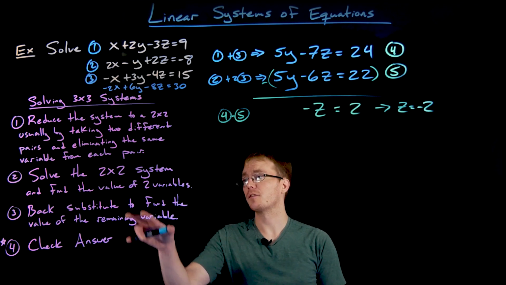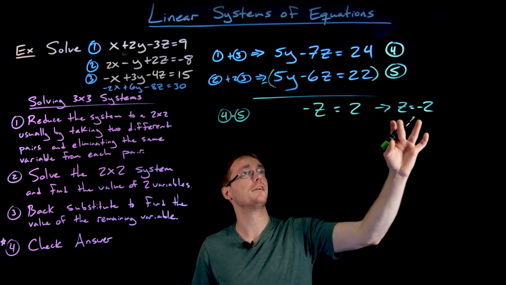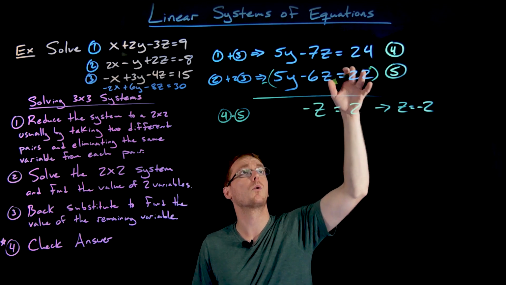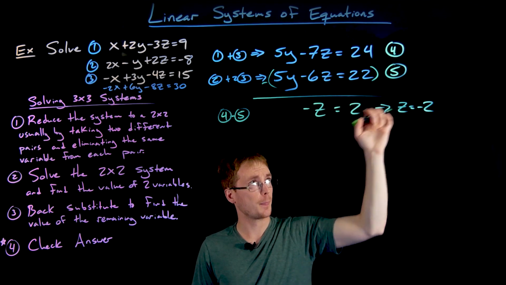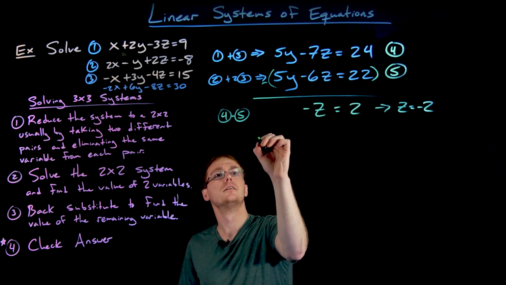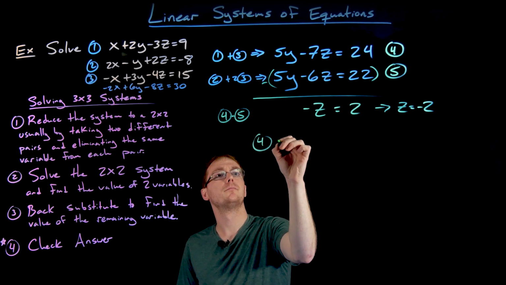So we aren't finished solving our 2x2 system. We have found z, and now we can use that information and equation 4 or 5, it doesn't matter which. But with one of those equations, we can then go and find y. Let's just go ahead and use equation 4.